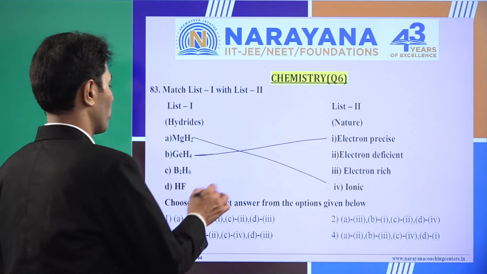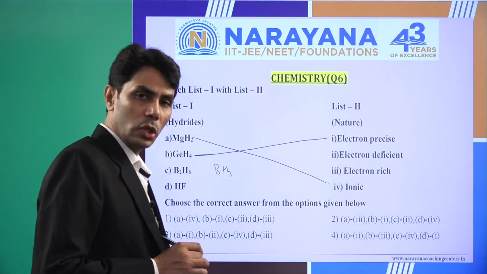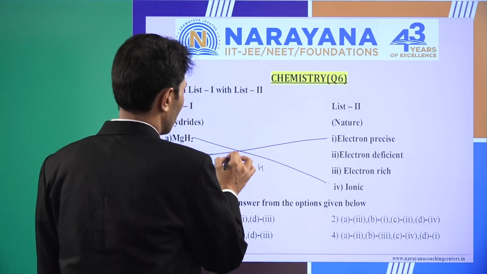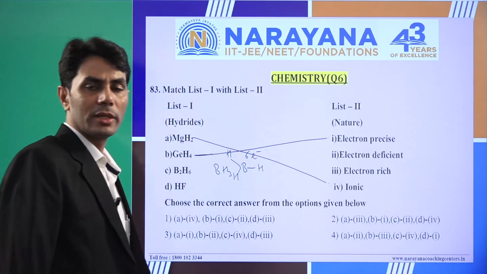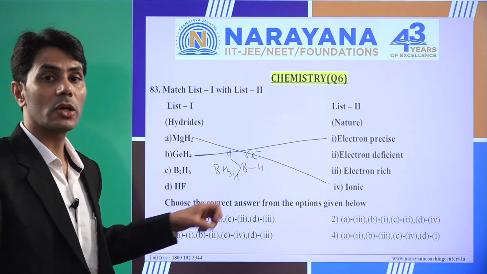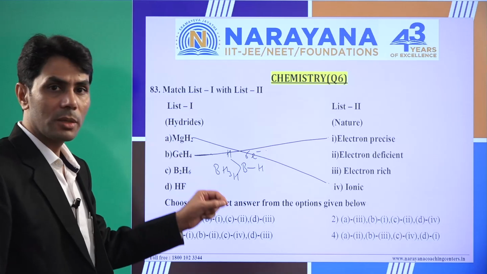B2H6 is an important type of molecule. It is the dimer form of BH3. What is BH3? A Lewis acid. In BH3, boron has only 6 electrons in its outermost shell. Effectively, it has only 6 electrons. It means it is an electron deficient species and it is unstable.